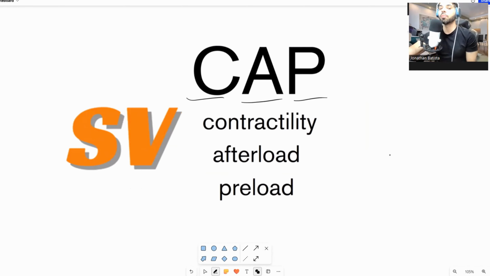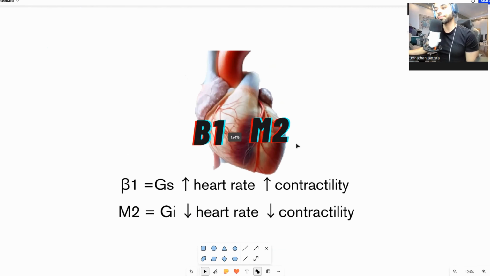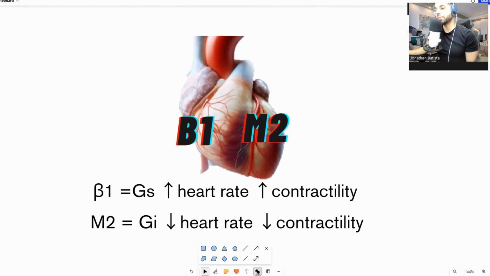CAP. This is a very important mnemonic here, because you'll notice that the order of this is basically the physiological order of how we try to compensate when the cardiac output is not functioning properly. Contractility, like we mentioned before, is basically the inotropicity, how hard the myocardial tissue will contract. What determines contractility? Well, we did mention it has to do with the autonomic system, beta 1 versus M2, right? Pretty sure I wrote that in here, right? Contractility increased and decreased.